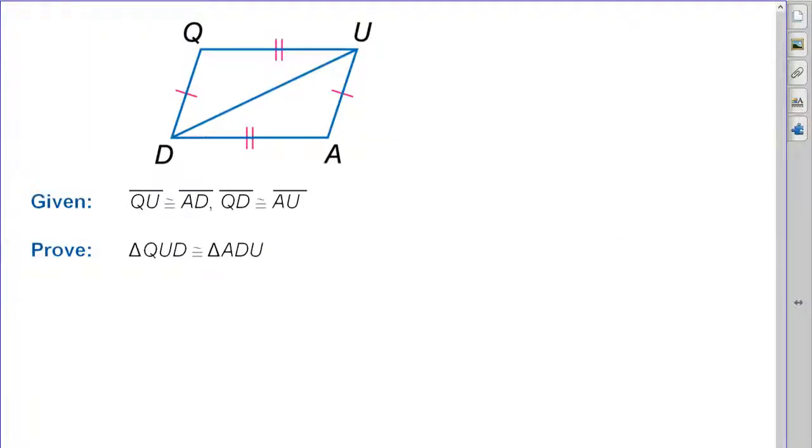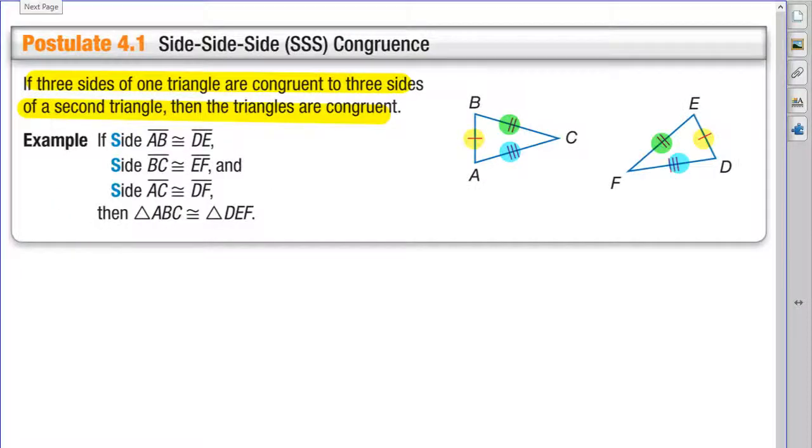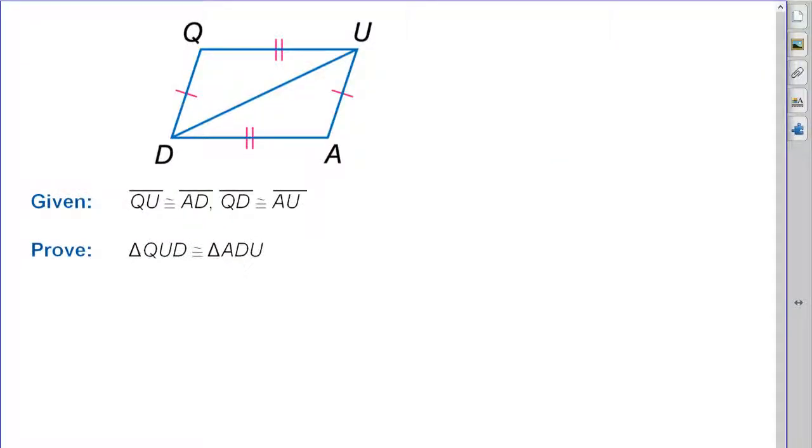So we'll just jump into a proof, because I think that's the best way to go about it. We've got triangle QUD, and we're trying to prove it's congruent to triangle ADU. Given that QU is congruent to AD, and QD is congruent to AU.